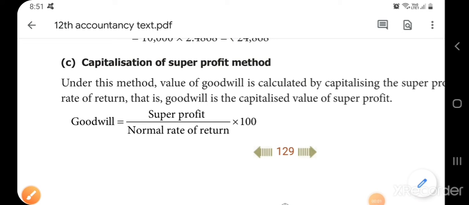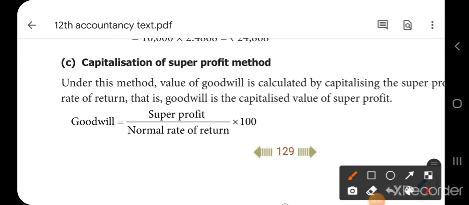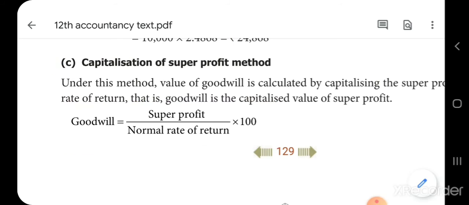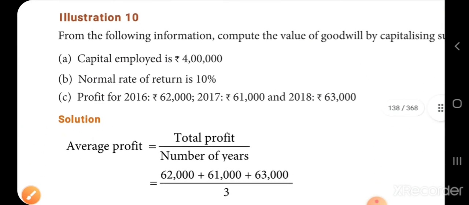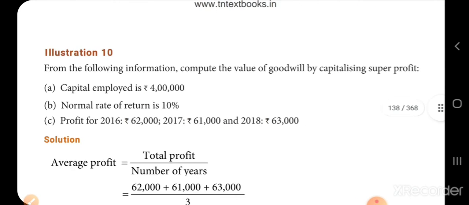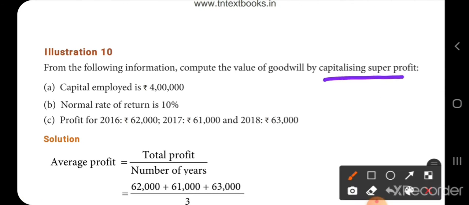Now, under the super profit method, you have 3 types. First one is purchase of super profit. Second one is annuity. And the third one is capitalization of super profit method. Now, in this method, the formula for calculating the goodwill is super profit by normal rate of return into 100. Now, illustration 10: from the following information, compute the value of goodwill by capitalizing super profit.